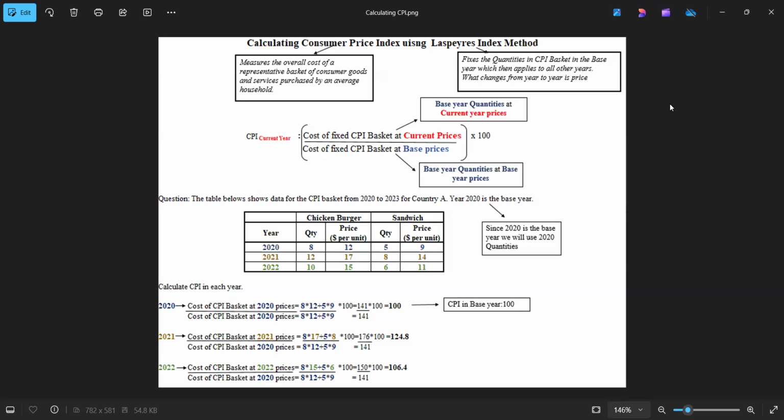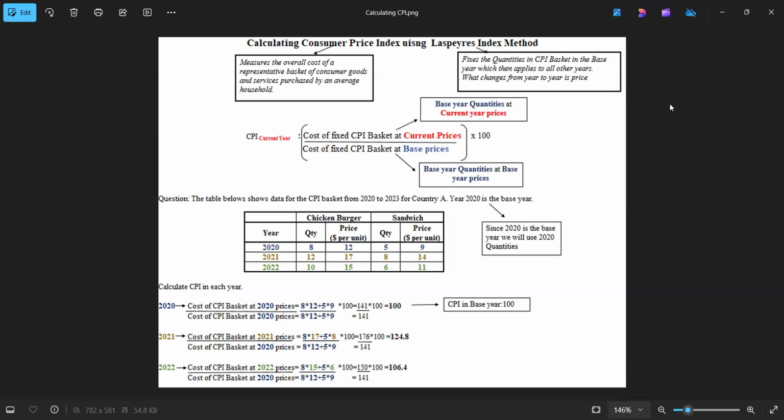Now we'll look at this example in order to see how we can compute the CPI for year 2020, 2021, and 2022, where we're using 2020 as the base year. Now, since 2020 is the base year, we will make use of 2020 quantities when using the Laspeyres Index method. So regardless of whether we're computing the cost of the basket in any year, the quantities that we will use for any year are going to be 2020 quantities, but we'll use that particular year's prices when computing the cost of the CPI basket in that year. So for example, if you want to find the CPI for 2020, since that's the base year, that's the current year as well, and the CPI for the base year is always 100.